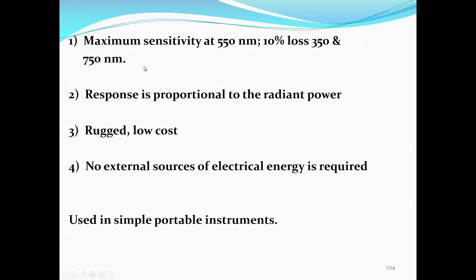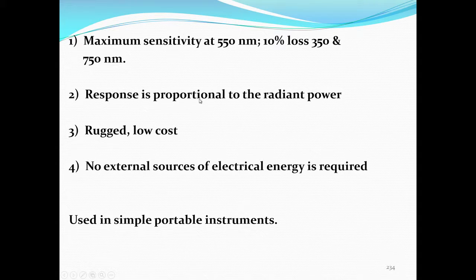And the essential qualities of a barrier layer cell, that I want to tell you now. If you look at this next slide, the first quality is that maximum sensitivity is only around 550 nanometers in a barrier layer cell. Usually at 350 there is a 10% loss, and even about 30 to 35% loss up to 750 nanometers. So, basically it shows a maximum sensitivity, but you can still use it. It is a low end detector.